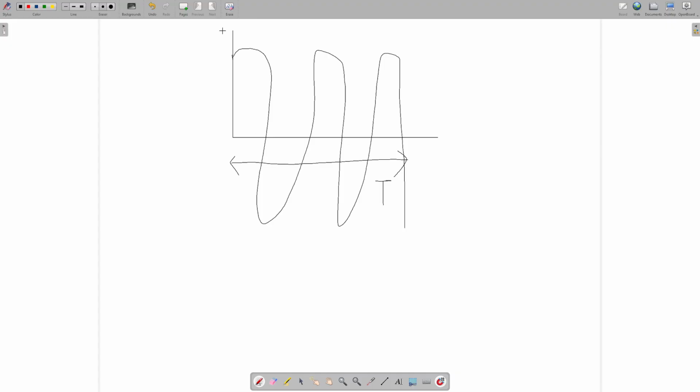So what is amplitude? Basically, amplitude means the distance from crest to trough. So this is known as amplitude. It should be a straight line. From here, this is amplitude, this is amplitude, this is amplitude. So it's basically the distance from top to bottom.